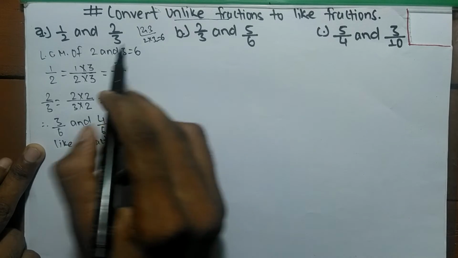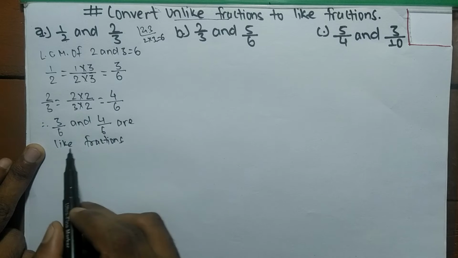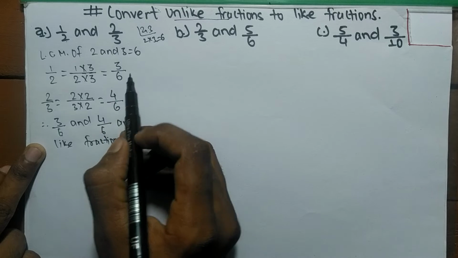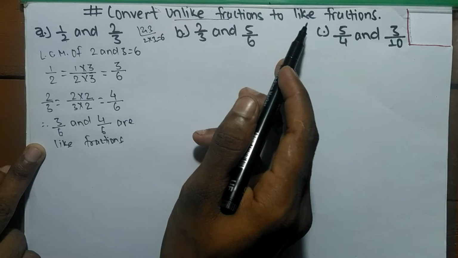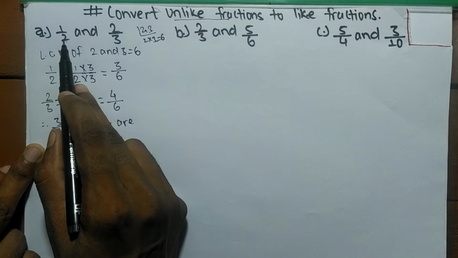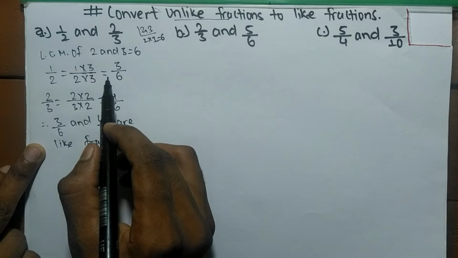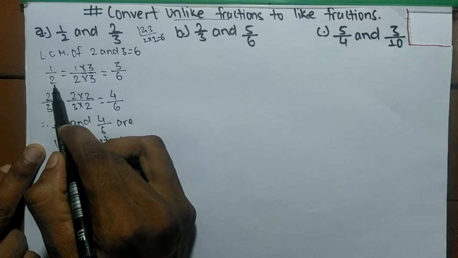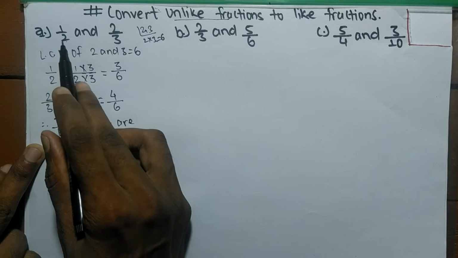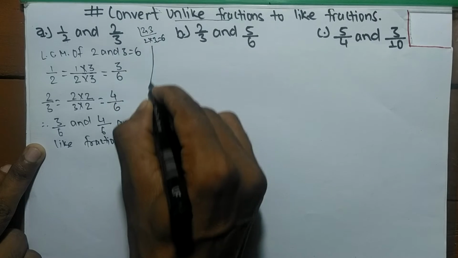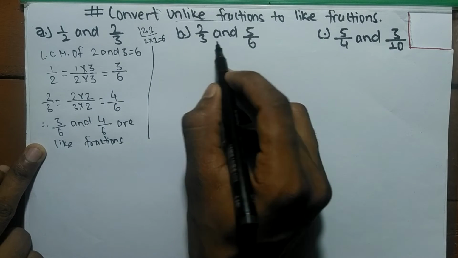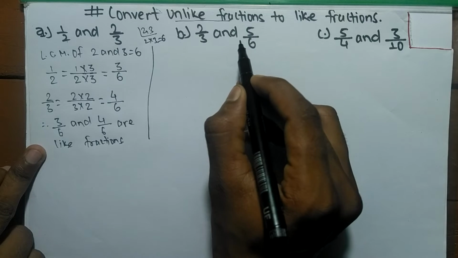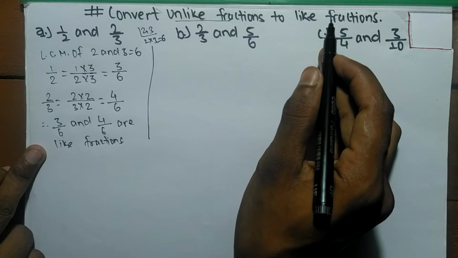So unlike fractions means having different denominators and like fractions means having the same denominators. And while converting unlike fractions into like fractions, first of all we have to take the LCM of the denominators. After that we have to divide the LCM by the denominator given in all. Like this, another problem we have is 2 by 3 and 5 by 6, and they are also unlike fractions and we have to convert them into like fractions.